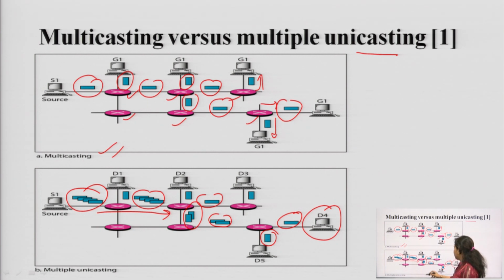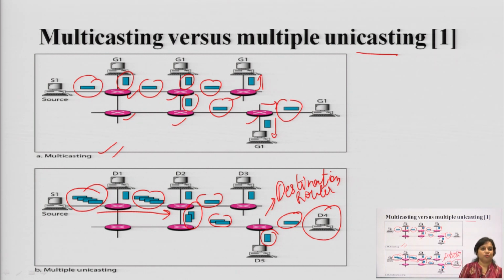In the same case, 2 packets will follow, and at the end, this is the last router which is connected over here. This is the destination router, you can say. Then 2 packets are incoming to this router and it will deliver them: 1 packet is delivered to D4, 1 packet is delivered to D5.